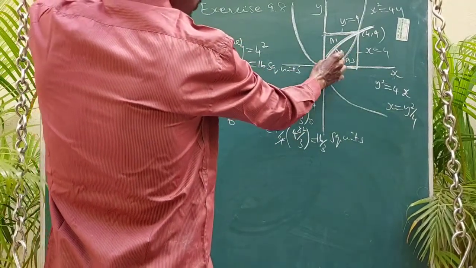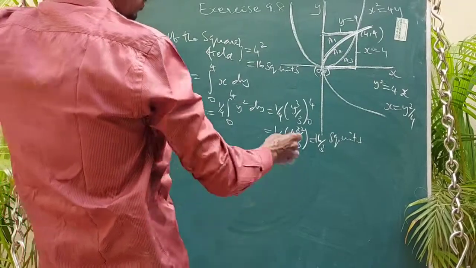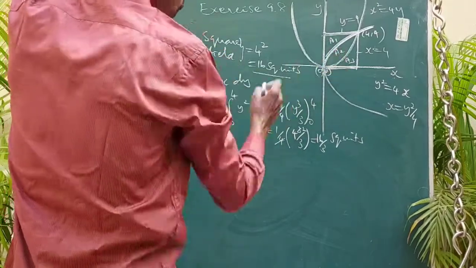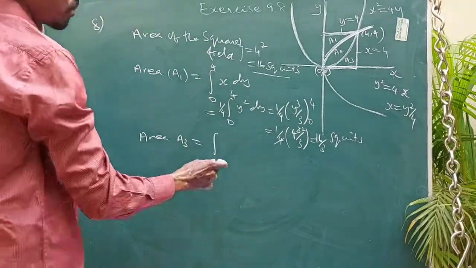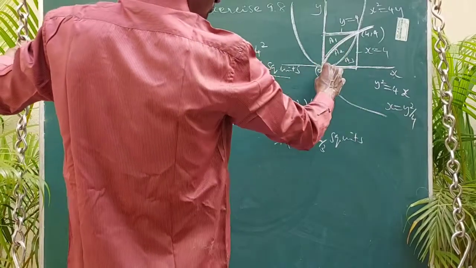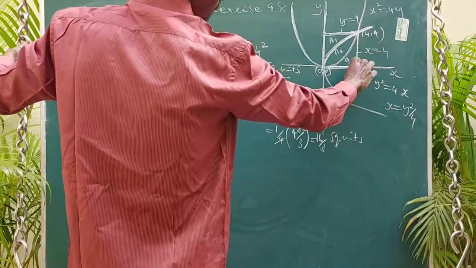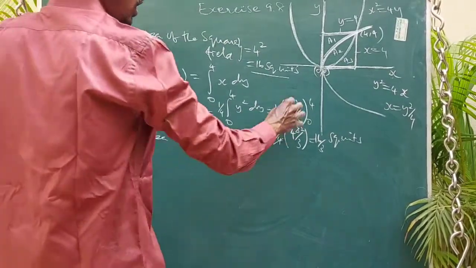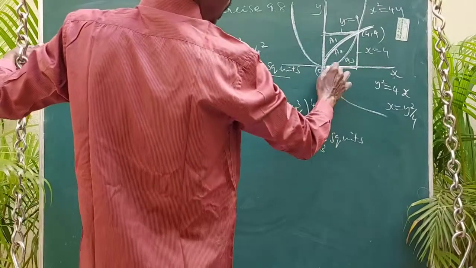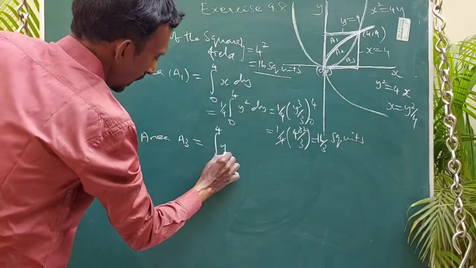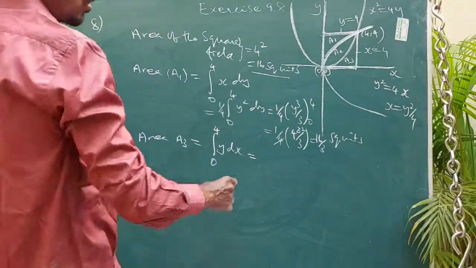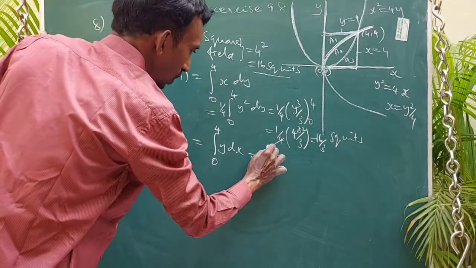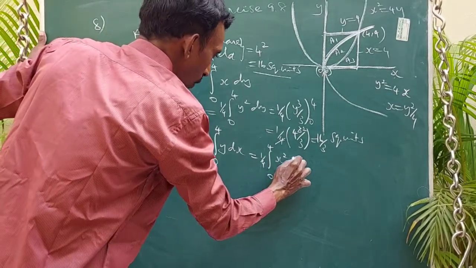To find out A2, we can apply the between formula. Otherwise, if we sum A1 and A3 and subtract from the whole, we are getting A2. Okay. So the same integral, x equal to 0, x equal to 4. Here we used the x limit; before we used the y limit. Y dx. So from the curve, what is y? y equal to x square by 4. So integral 0 to 4, 1 by 4 into x square dx.